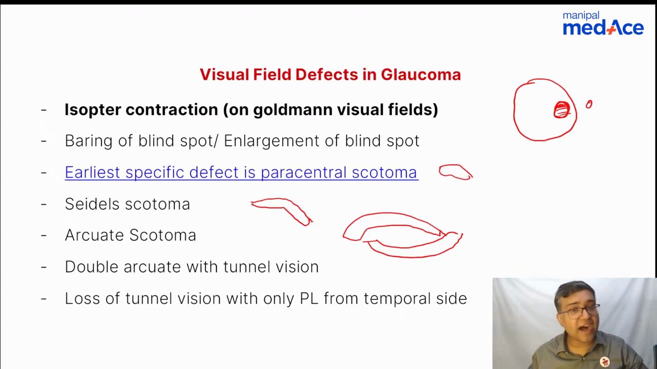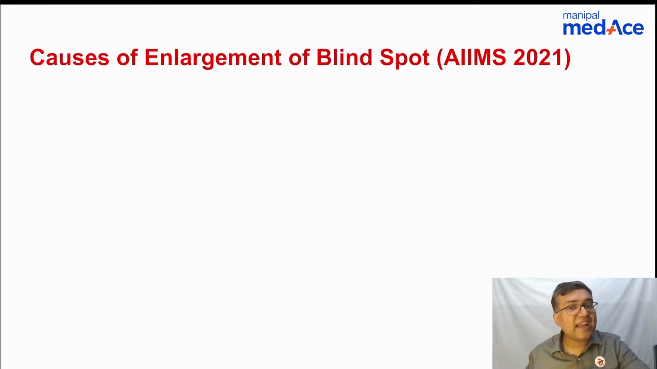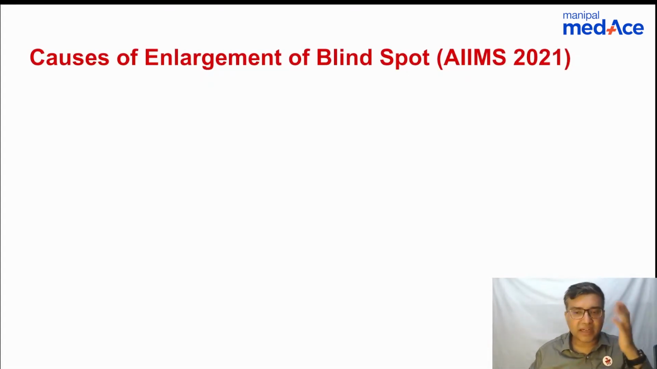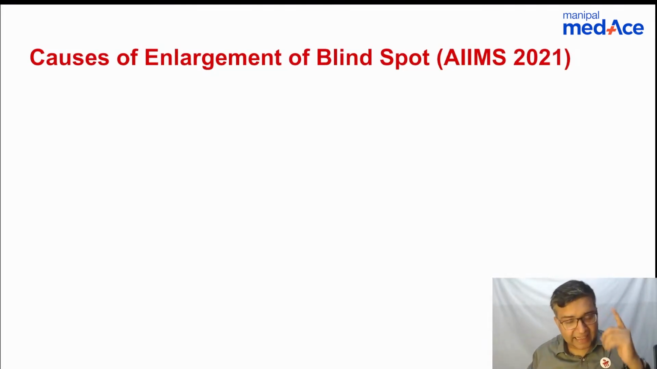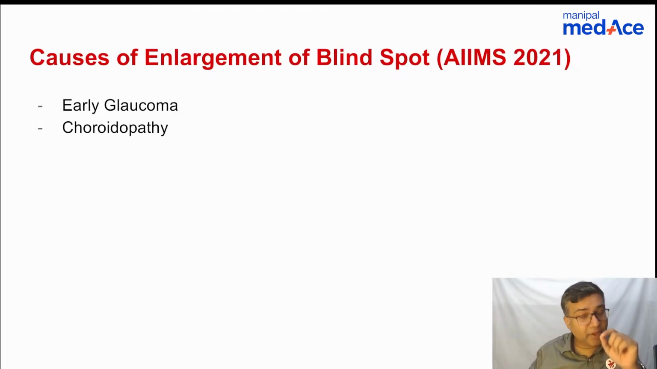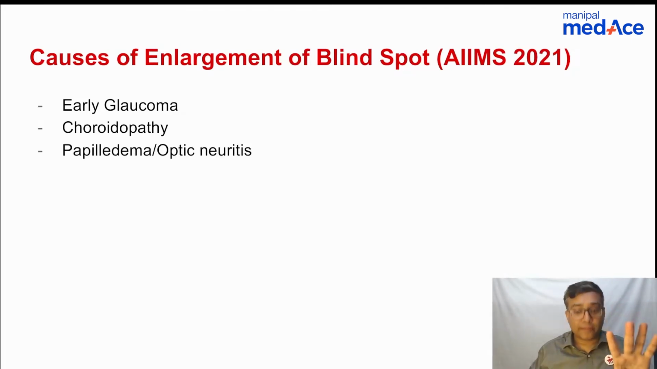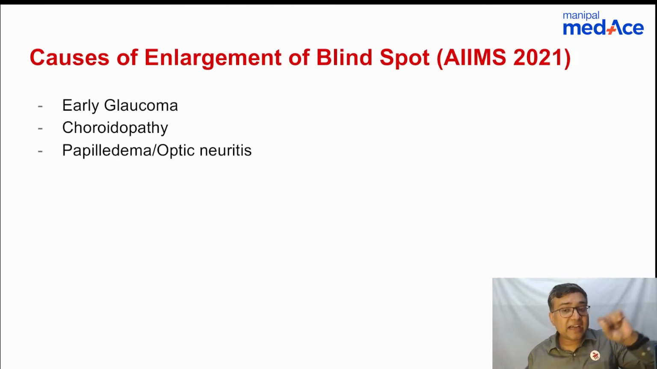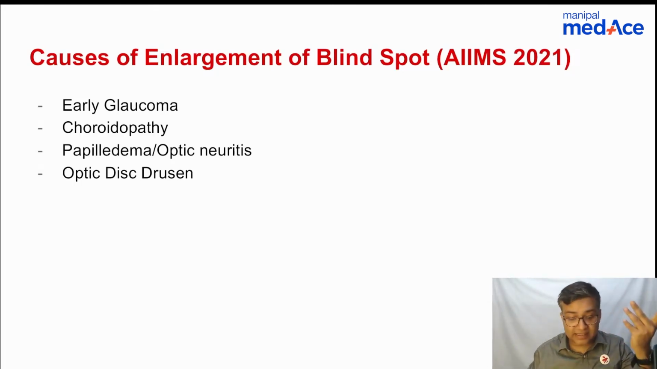Now the next question they have asked is regarding the causes of enlargement of the blind spot. This was, remember, an AIIMS 2021 question. So enlargement of blind spot, as I told you, can be seen in early glaucoma, but it can also be seen in patients who have choroid inflammation like choroidopathies, and in optic nerve disorders like papilledema or optic neuritis. And even if there are deposits in the optic nerve head, called optic nerve head drusen, as well as in patients with medullated nerve fibers.